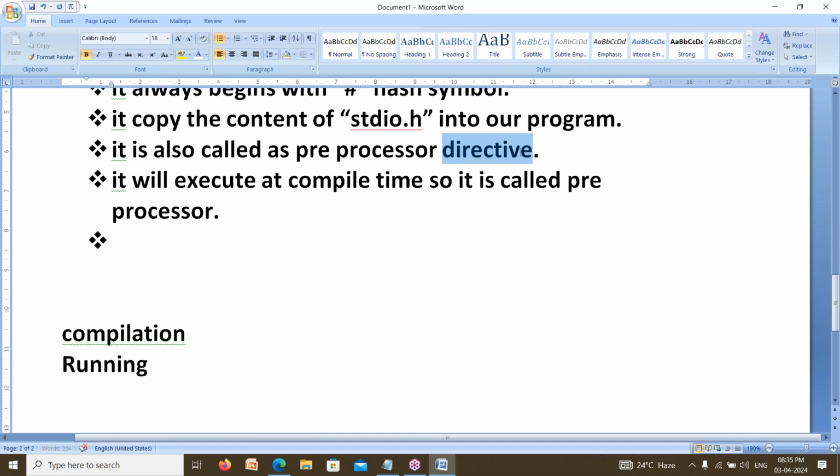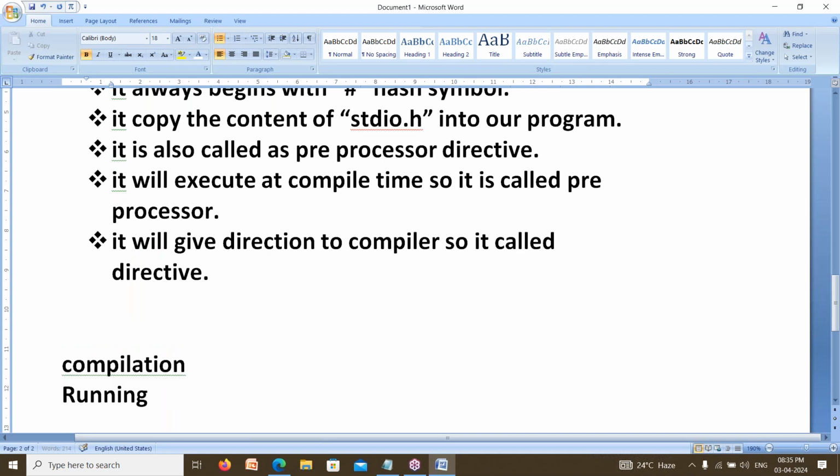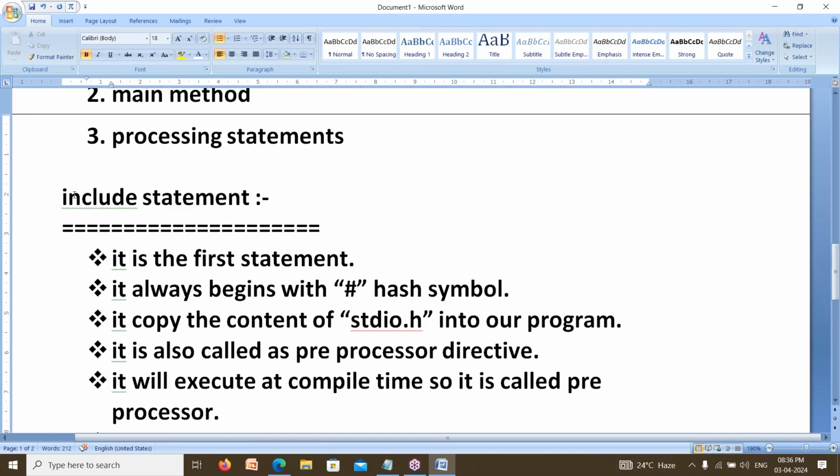It will give direction to the compiler, so it is called a directive. Who is called the compiler? Who will convert your program into machine understandable language? That software is called the compiler. The compiler is a software which will convert your program into machine understandable language. So that is about the include statements.